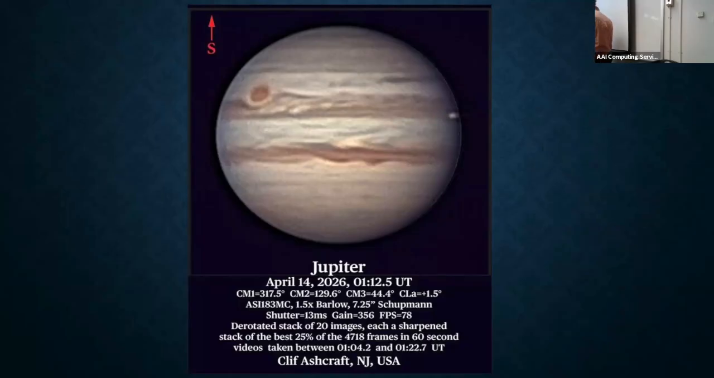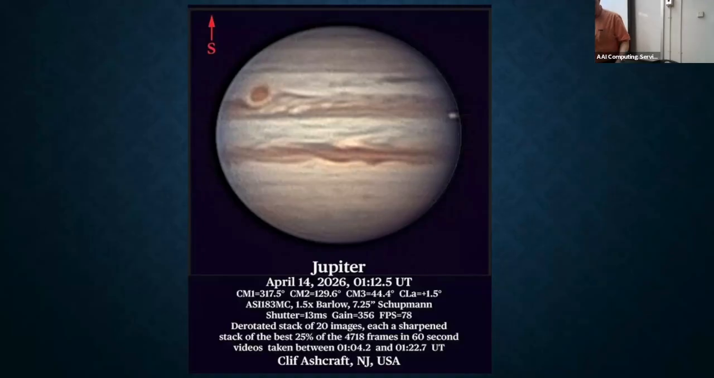Jupiter, this is an image by one of our members, Cliff Ashcraft. You can see, by the way, that the telescopes have a tendency to turn the image upside down. So that's why south is up. In this painting, the great red spot is photographed. The great red spot is actually on the bottom cloud belt, top one.